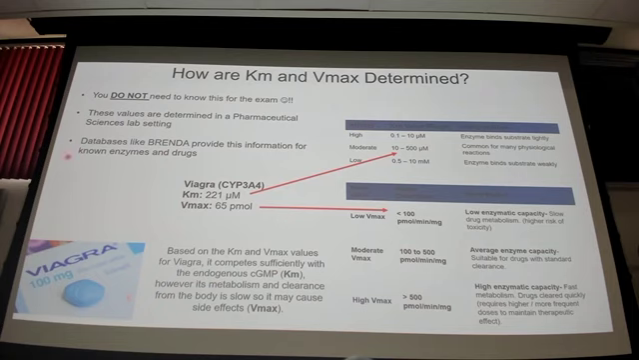And so we talked about Viagra. Viagra is metabolized primarily by 3A4, and the Km for Viagra is 221, Vmax is 65. What the Km and Vmax are telling us about Viagra is that Viagra competes sufficiently with the endogenous substrate. However, it takes a longer time for Viagra to clear the system, so it may present with some side effects. Are there any questions?